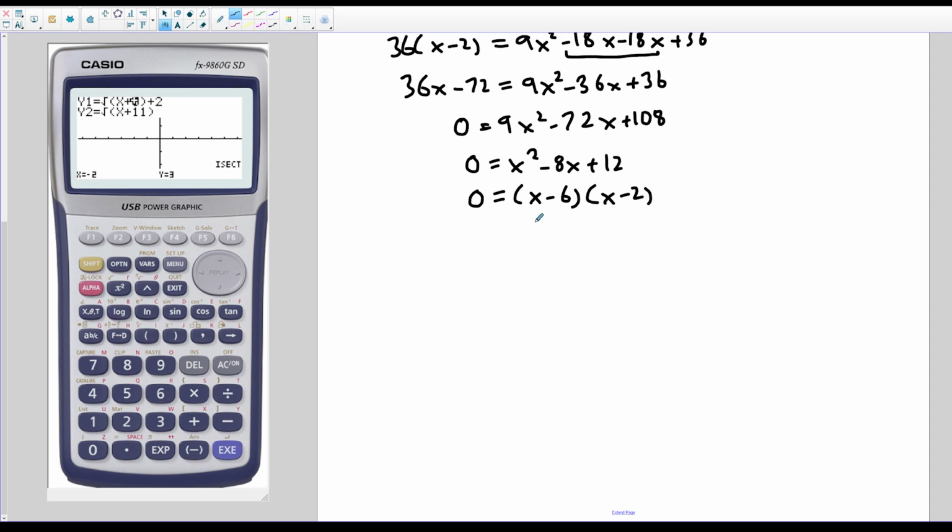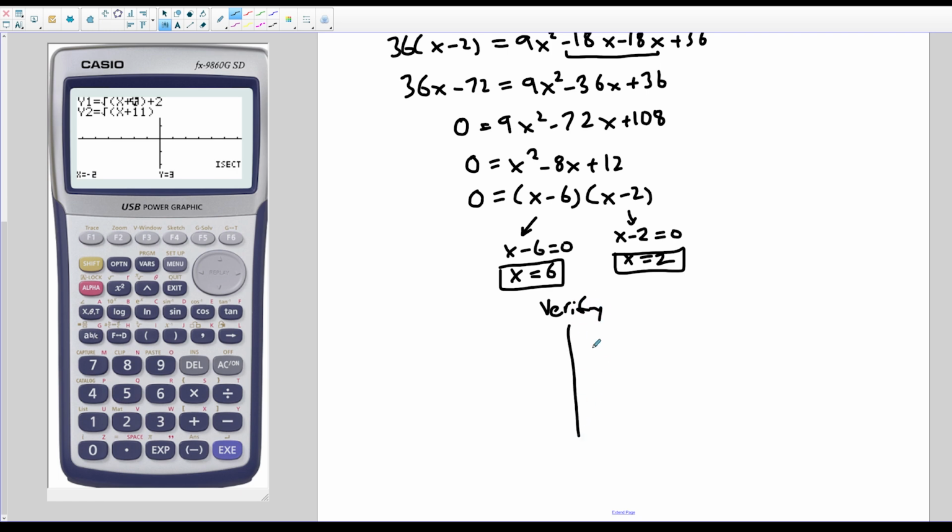So again, from our quadratic equations outcome, we know that x minus 6 has to equal 0, so x is equal to 6. That's one solution. And then over here, x minus 2 is equal to 0, so x is equal to 2. That's my other potential solution. So let's go ahead and verify.